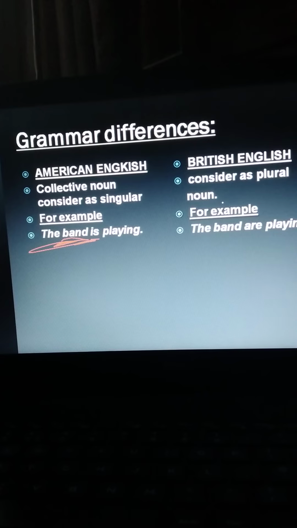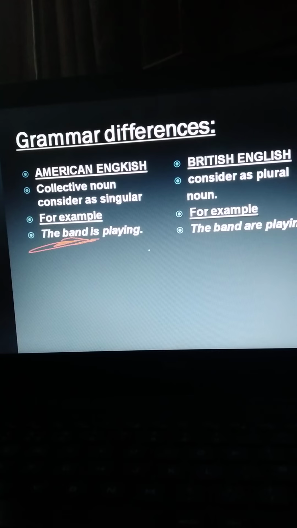Now grammar differences. Aside from the spelling and vocabulary differences, there are certain grammar differences between British English and American English. In American English, collective nouns are considered singular. For example, the band is playing. Here the band is a collective noun, but Americans consider it singular, so they use a singular verb.